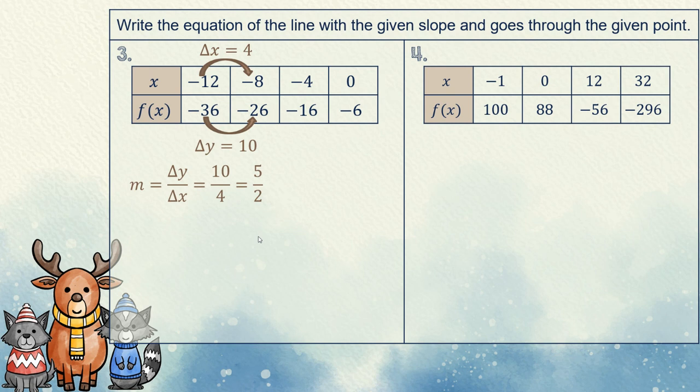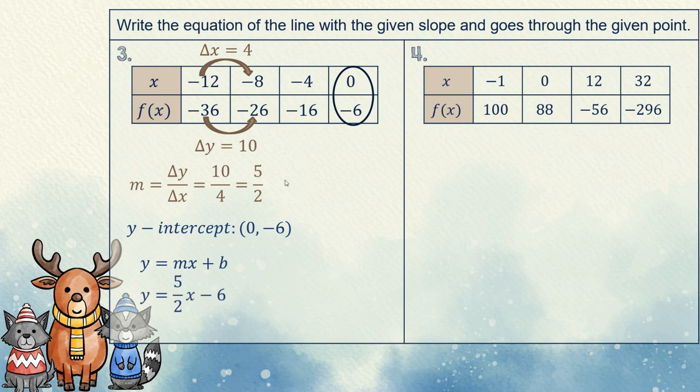Hopefully, some of us are looking right at this point where my x value is 0. In this case, it's negative 6 for my y. Where x is 0, my y is negative 6. So my y-intercept is (0, negative 6). Now we just have to put it all together for our equation, and we get y = 5/2 x - 6. Okay, so let's get our last one here.